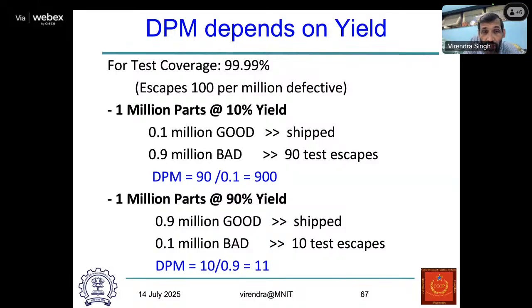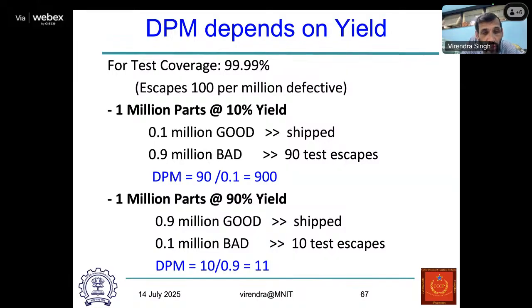Now 90 bad chips out of 1 million good chips that we are shipping. So we are shipping 1 million good chips as well as 90 bad chips. 90 bad chips out of 1 million good chips gives me about 900 DPPM, defective parts per million manufactured parts.